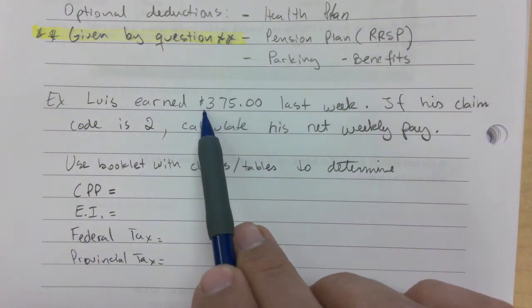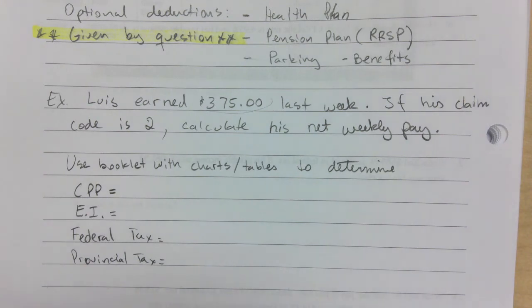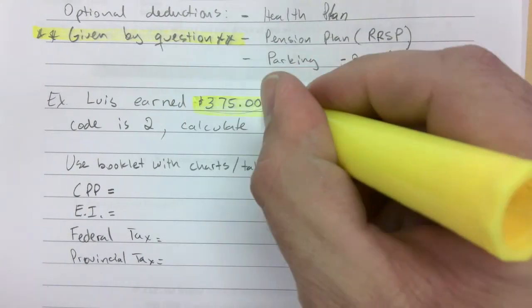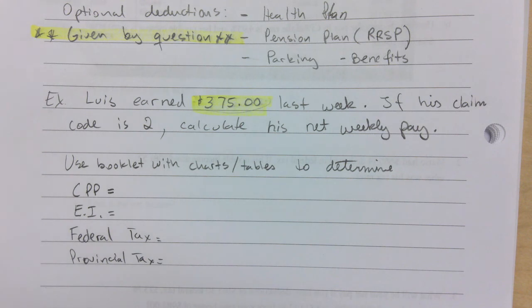You need to make sure you understand that we're making 375 a week. That it's always based on your income. Every single one of these numbers is based on your income. Okay?